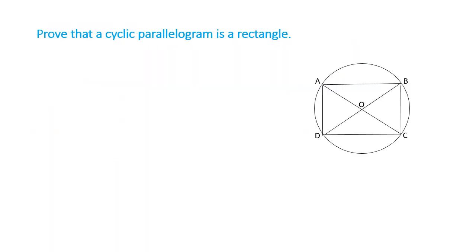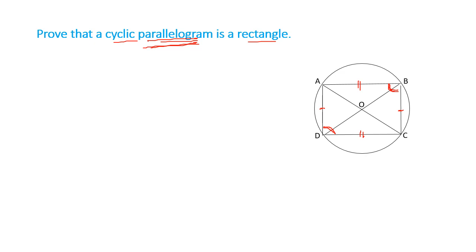So now another same type of question. Prove that a cyclic parallelogram is a rectangle. Now what is a cyclic parallelogram? Parallelogram means opposite sides are equal. So AD equal to BC, AB equal to CD. Because it is mentioned parallelogram, the opposite angles are equal. Right? And it is a cyclic parallelogram. Cyclic means this angle and this angle total is 180.